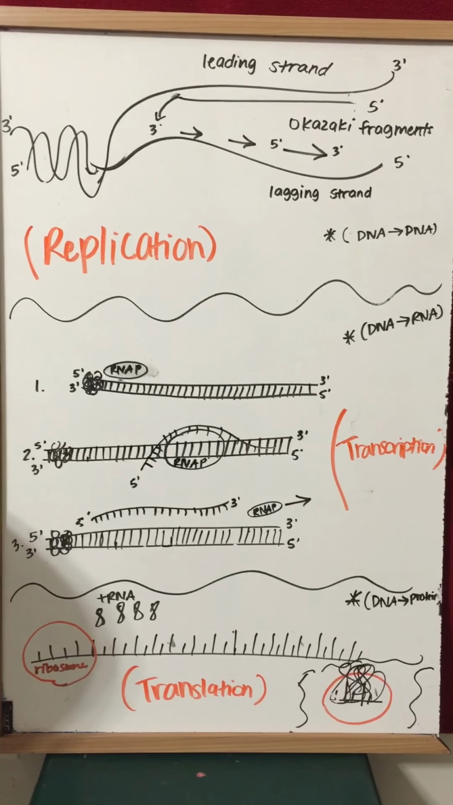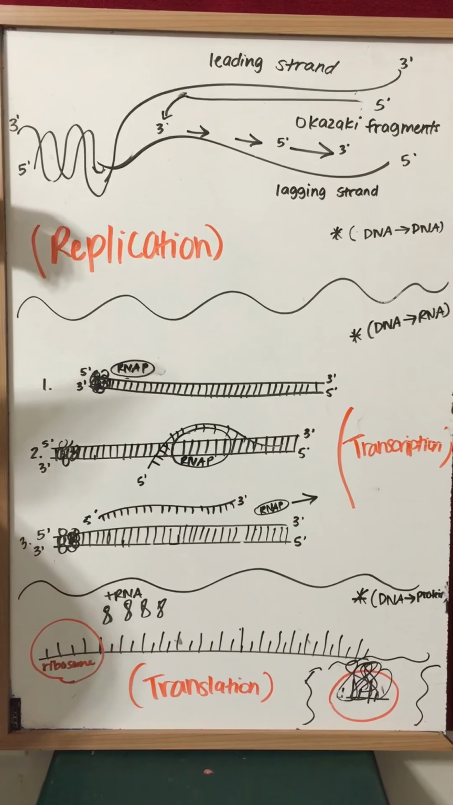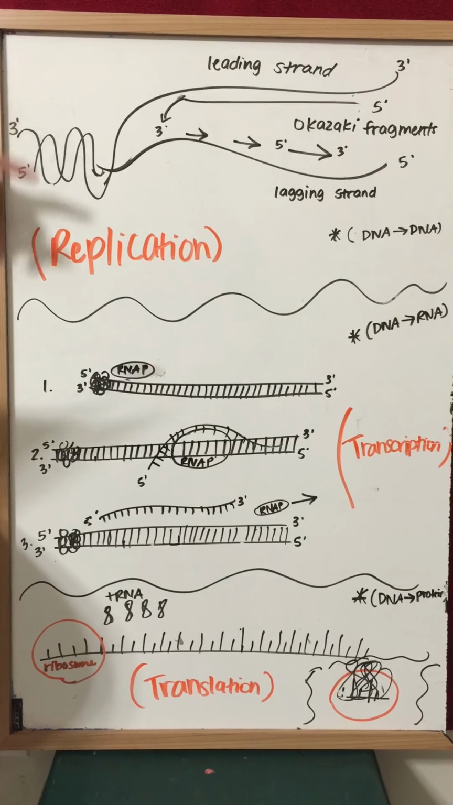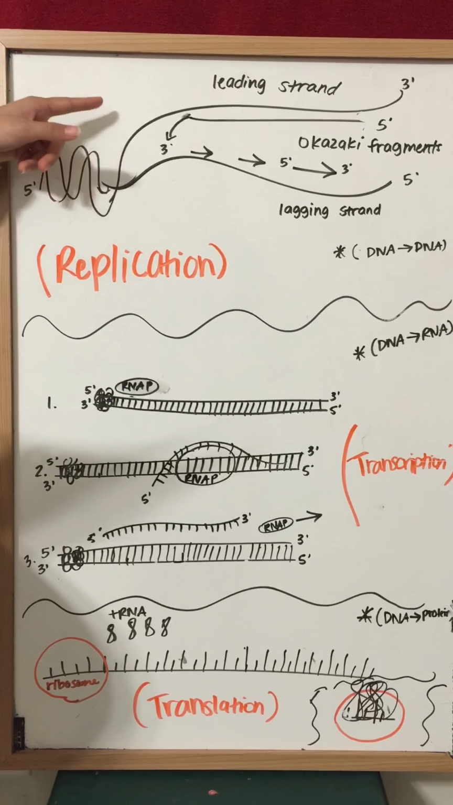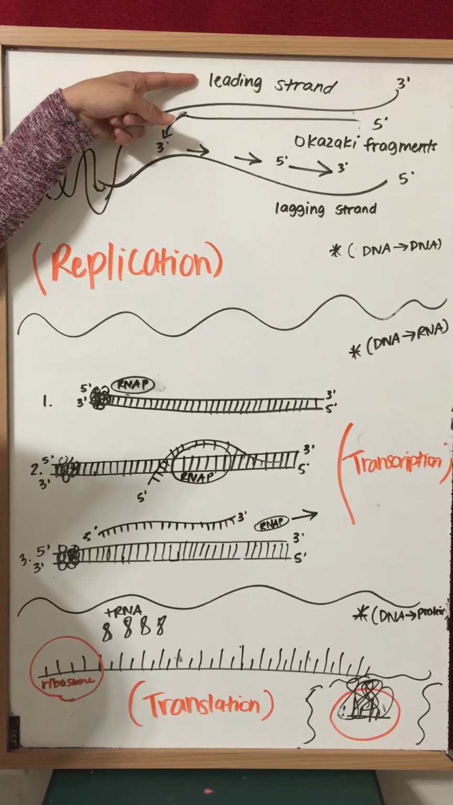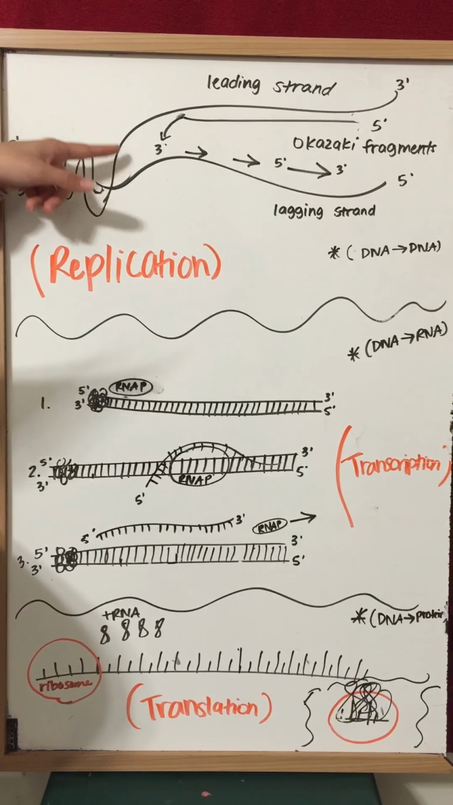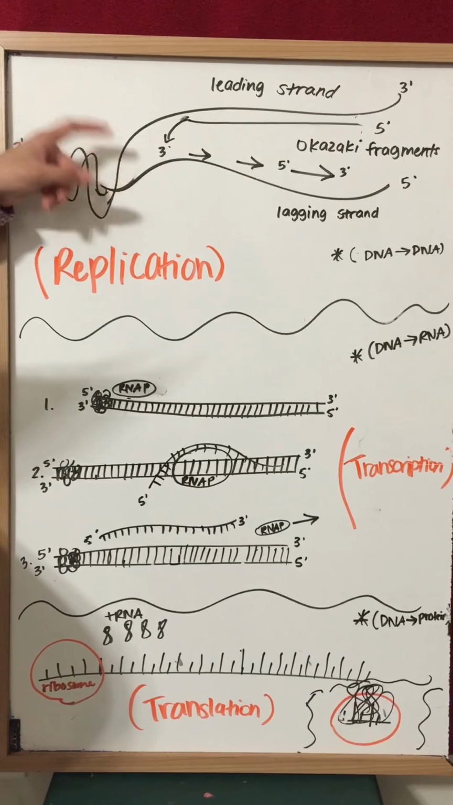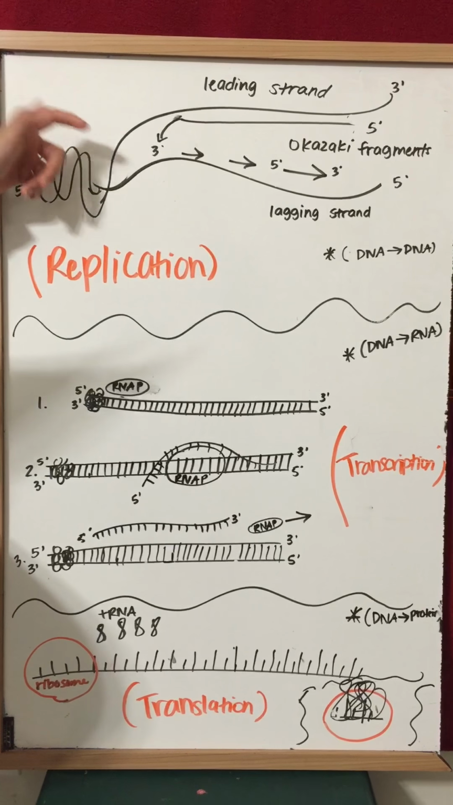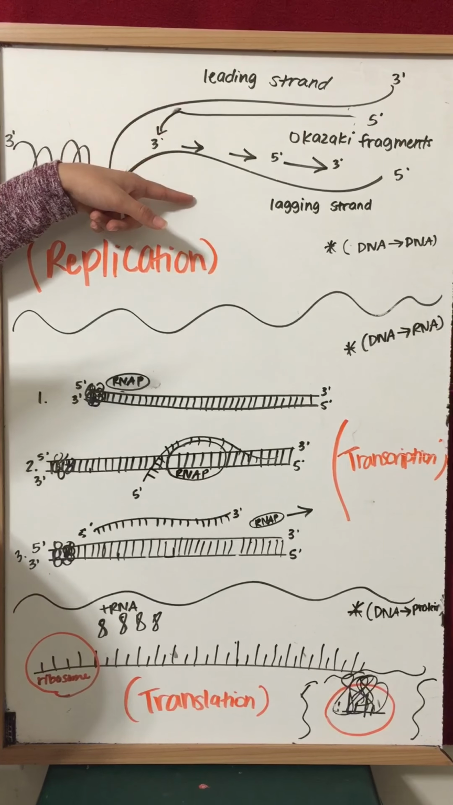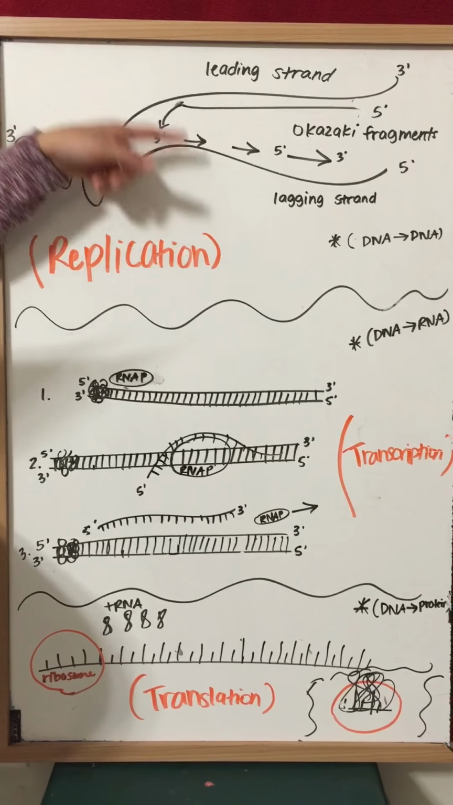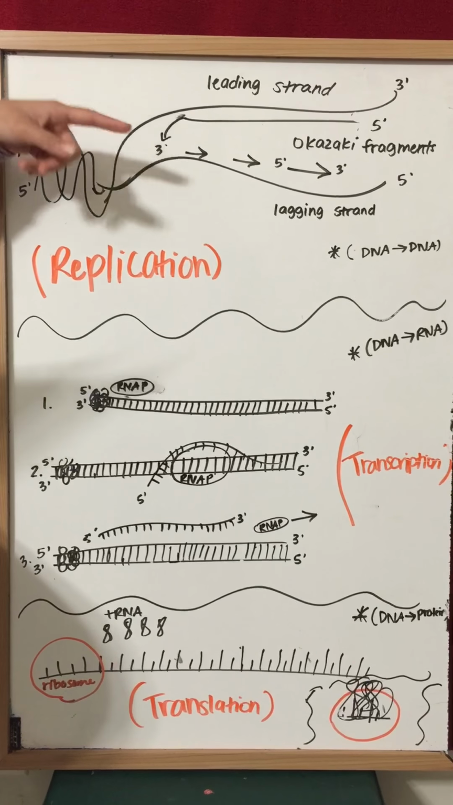So, replication. Replication is when the double helix is unwound, giving you 2 strands, your leading strand and your lagging strand. And then whenever it's unwound, you get a little replication fork. And then your 2 strands, your leading and lagging, they will act as templates to make new strands of DNA.